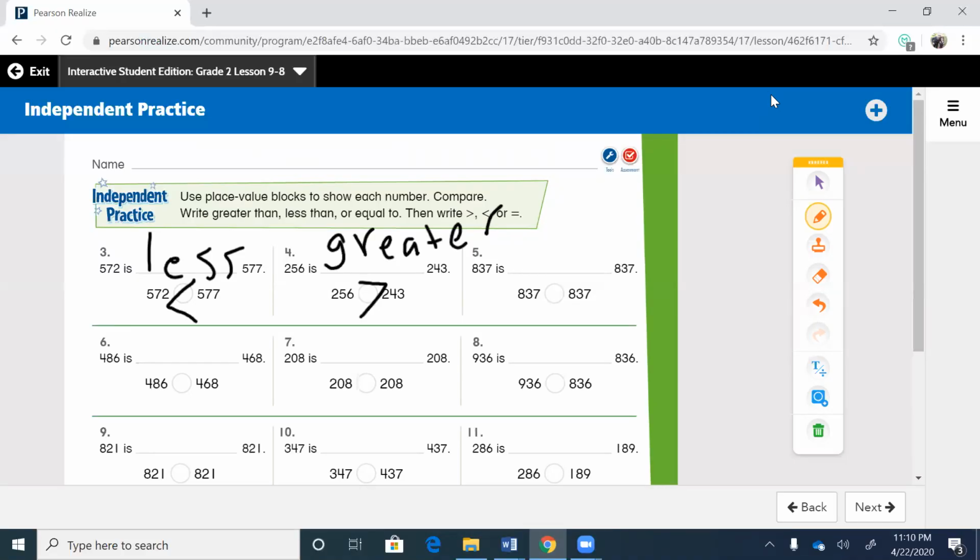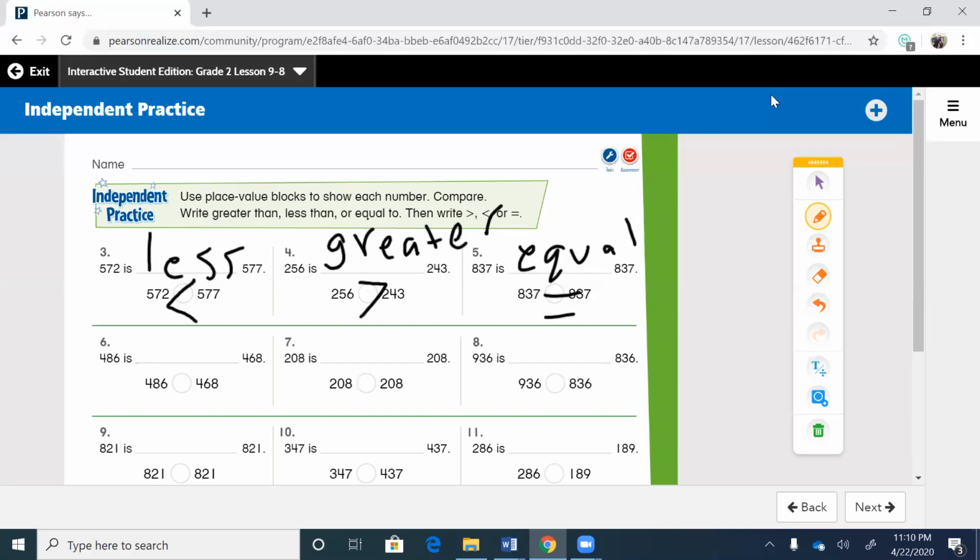Next one, 837 is blank 837. Let's look at our hundreds, both 8s. Our 10s are both 3s, and our 1s are both 7s. So what's that going to be? Equal. Equal to. And you put the equal sign.